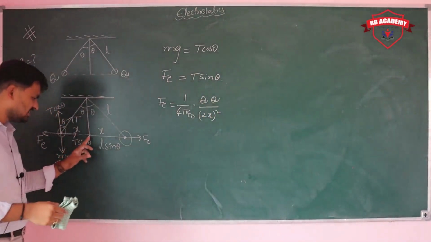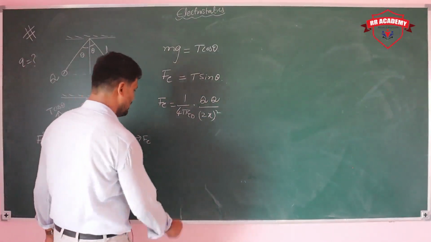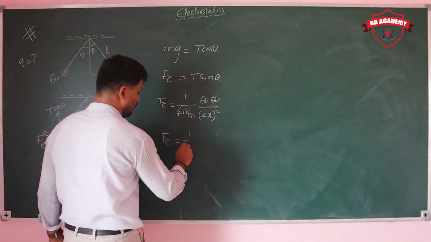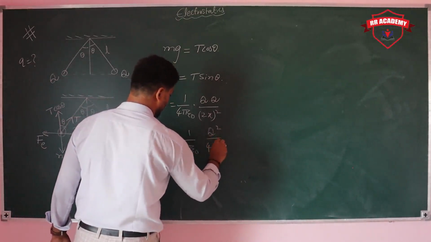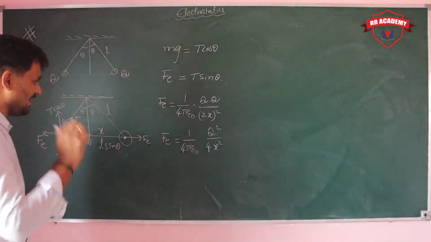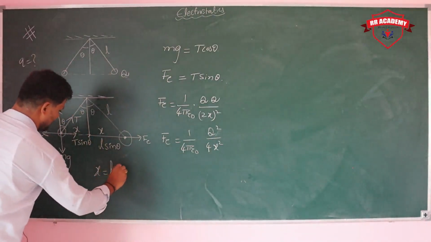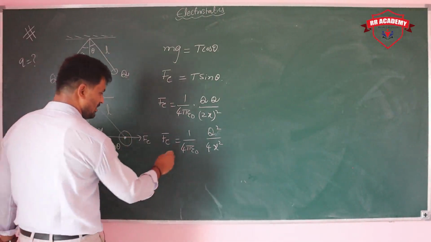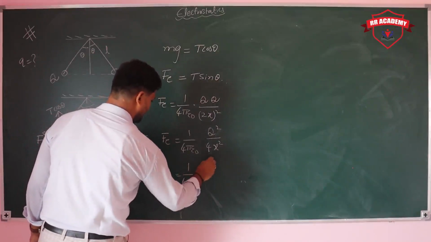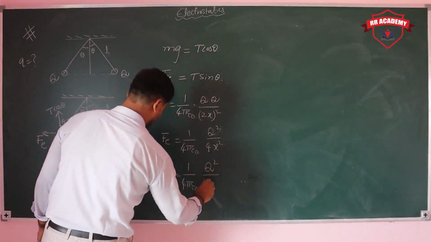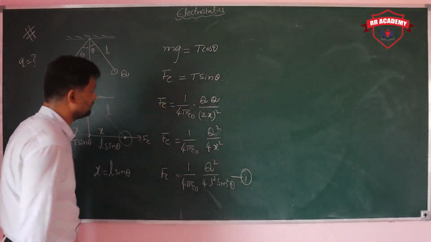From here to here it is x, and from here to here also x, so the total is 2x whole square. So now F is equal to 1 by 4 pi epsilon naught, Q square upon 4x square. Substitute the value of x: x is simply L sin theta. So Fe is equal to 1 by 4 pi epsilon naught, Q square upon 4 L square sin square theta. Take this as equation 1.